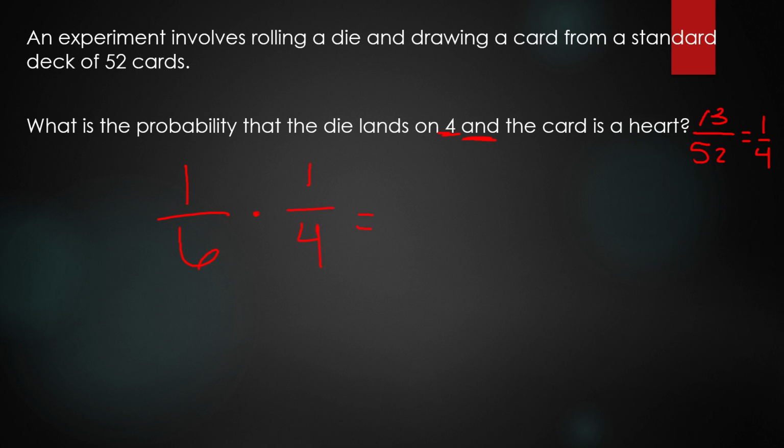Now all I need to do is multiply these probabilities. And again, I'm multiplying them because this keyword and tells me to multiply. Multiplying straight across the top gives us a 1. Straight across the bottom, 6 times 4 is 24. So the probability of me rolling a dice that lands on a 4 and drawing a card that is a heart is a 1 out of 24 chance.